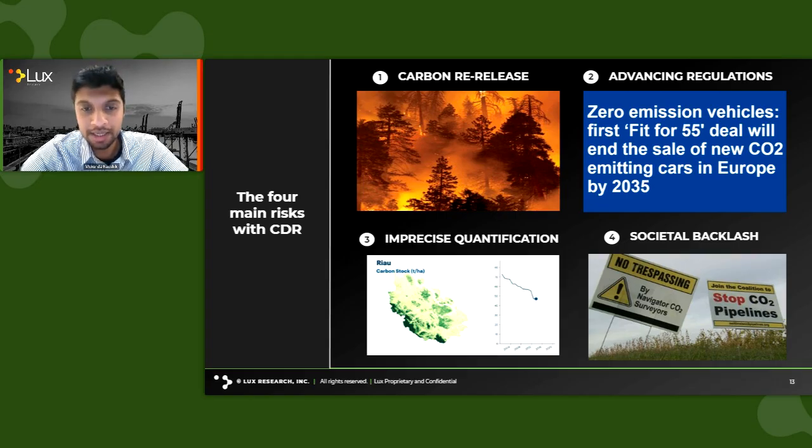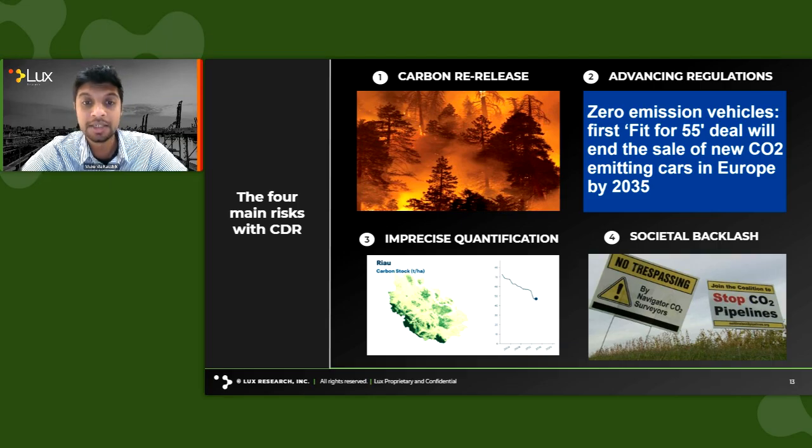The third is imprecise quantification and really everything to do with monitoring, reporting, and verification or MRV on CDR. Right, so can you actually quantify your CO2 removal and generate a durable and high integrity certificate for it?